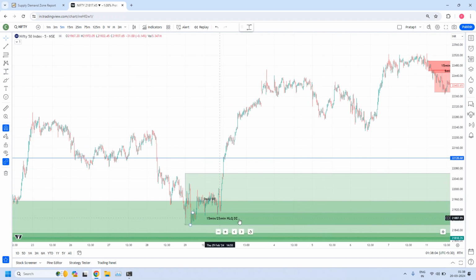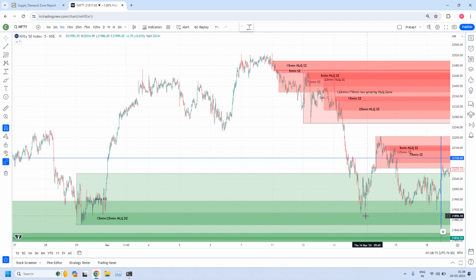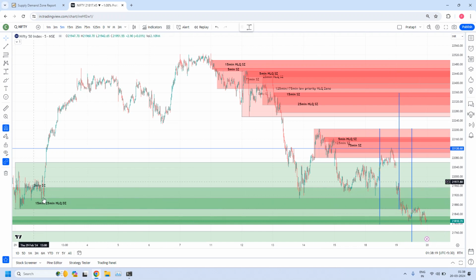The reason this zone was not violated earlier is that the 5 minutes high liquidity zone just above gave very good support all these days. So finally its expiry time has come today, and this is also violated here. So let us delete this zone.